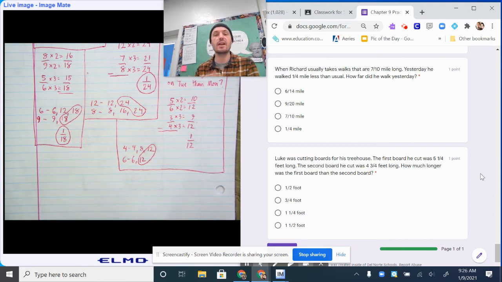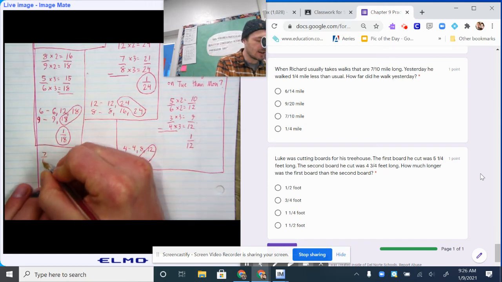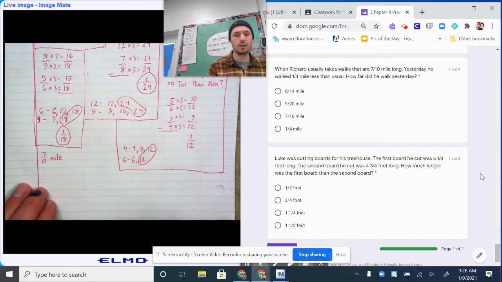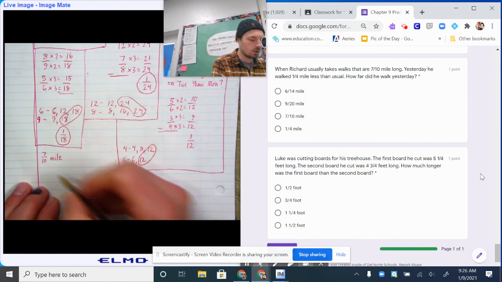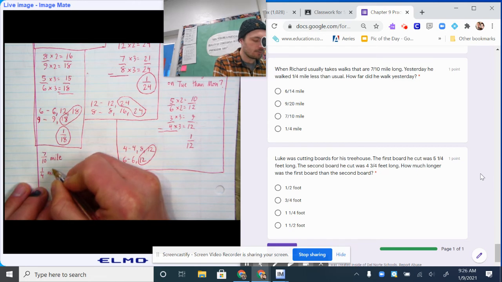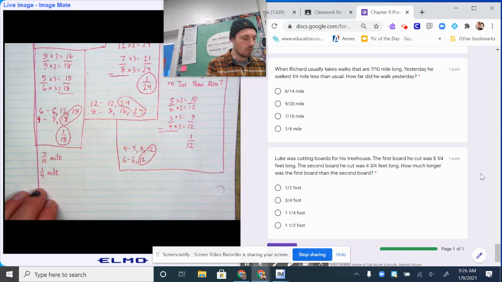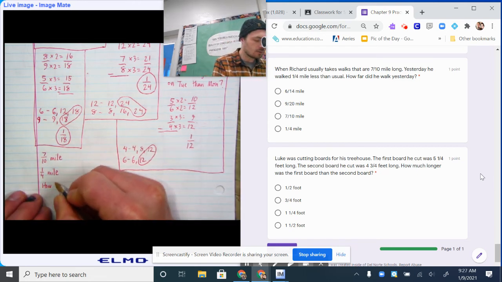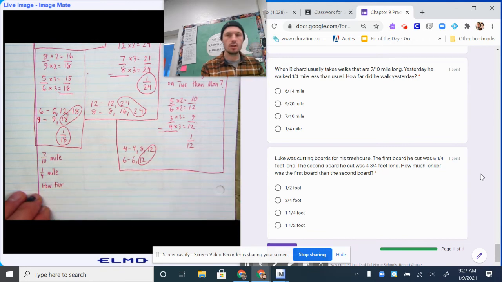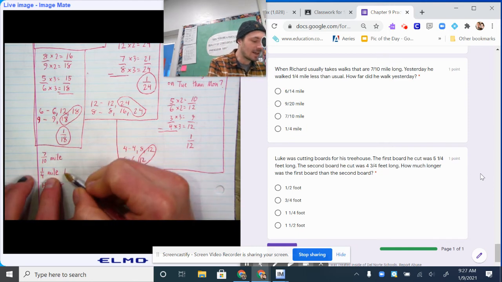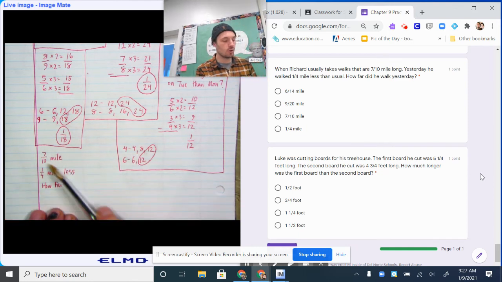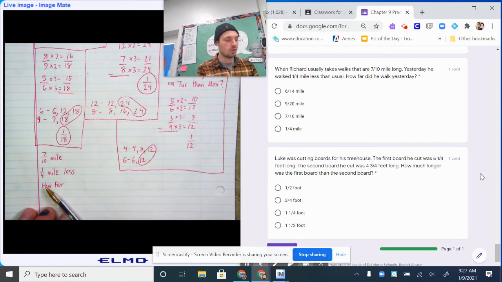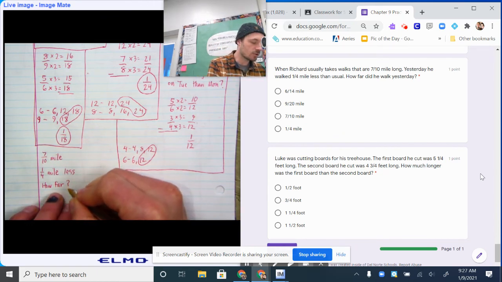Again, I'm going to read it a second time now. Richard usually takes walks that are 7/10 mile long. Yesterday, he walked 1/4 mile. How far did he walk yesterday? So, he walked 1/4 mile less. He usually walks this far. Yesterday, he walked 1/4 mile less than this. How far did he walk yesterday?